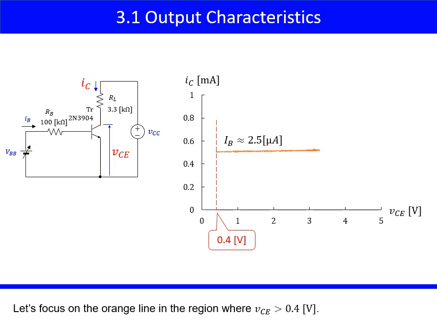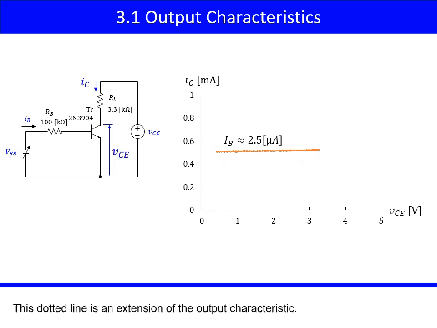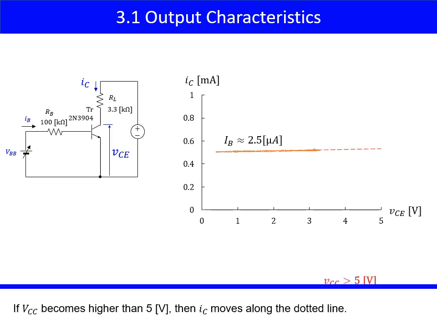Let's focus on the orange line in the region where VCE is higher than 0.4 volts. In this region, as VCE increases, IC increases slightly. This dotted line is an extension of the output characteristic. If VCC becomes higher than 5 volts, then IC moves along the dotted line.